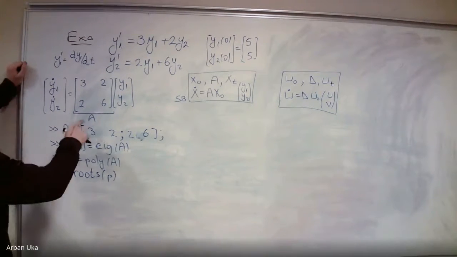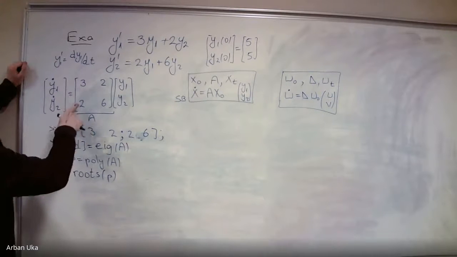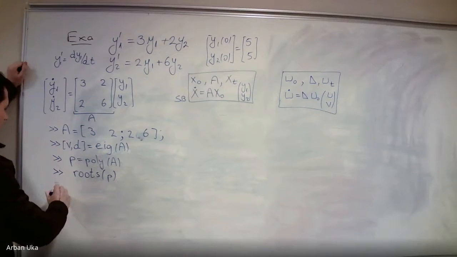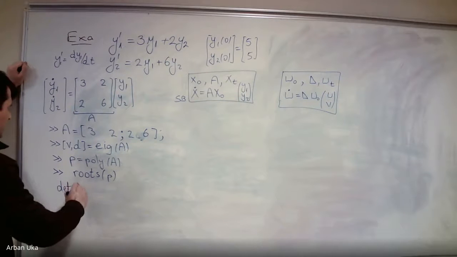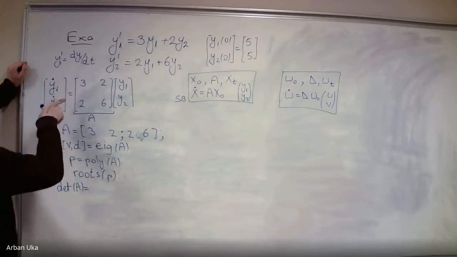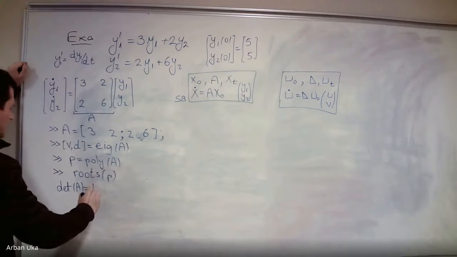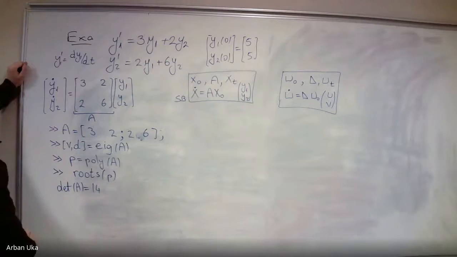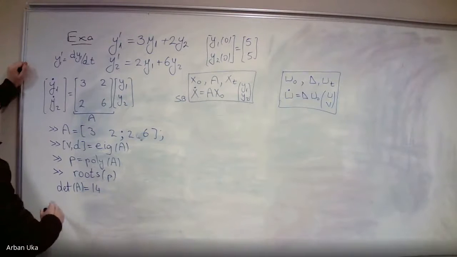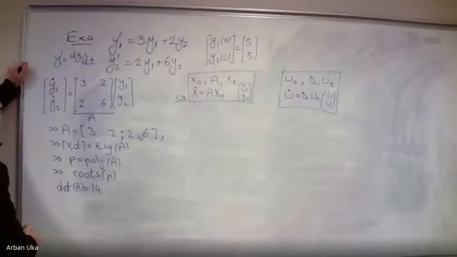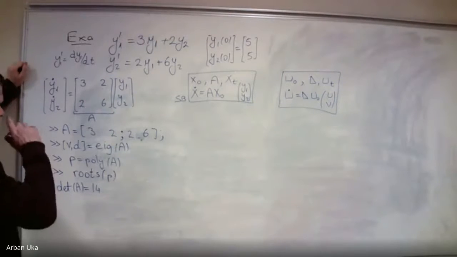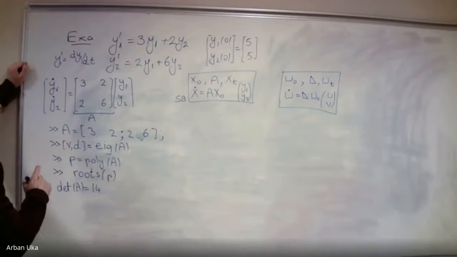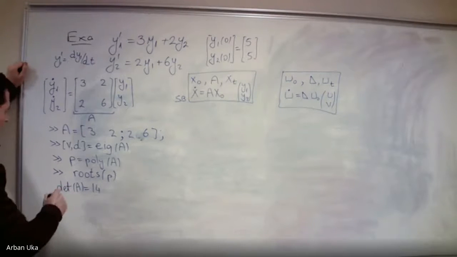Now let's see. Matrix A is here. What is the determinant of matrix A? The determinant of matrix A is equal to 3 times 6 minus 4, this is 14. That's correct. And then let's try to identify the eigenvalues. The eigenvalues are 7 and 2. What are those? 7 and 2, that's good. So it looks like they are 7 and 2, but we know what the procedure is.